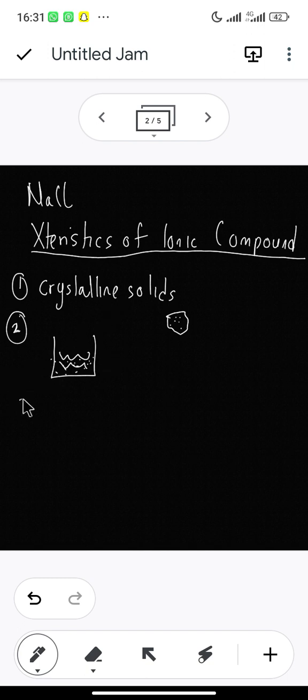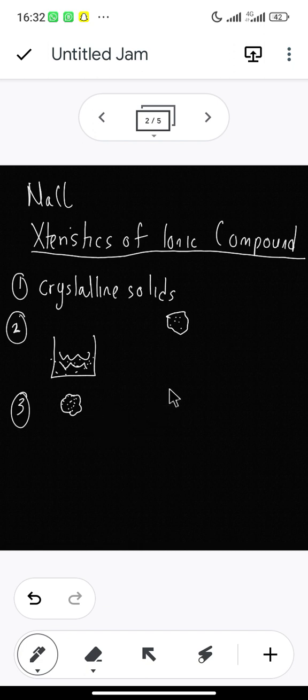So another characteristic of ionic compounds is that they have high melting and boiling points. Obviously, as I said earlier on, because they are crystalline in nature and they are solids at room temperature, they are tightly packed, and you need a high amount of energy to break down this stuff. You understand? That's why they have high melting and boiling points.